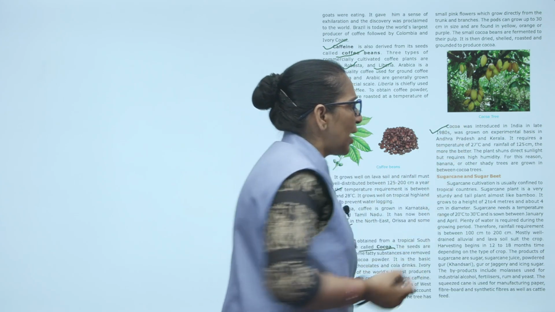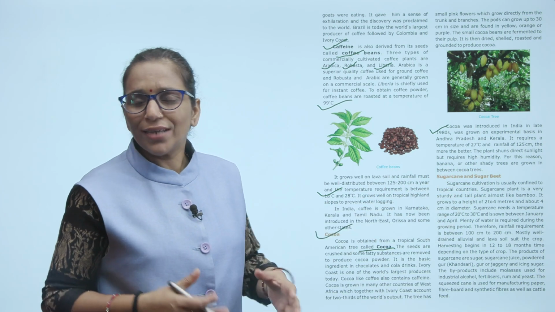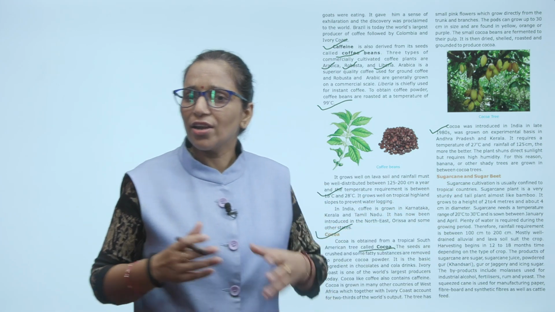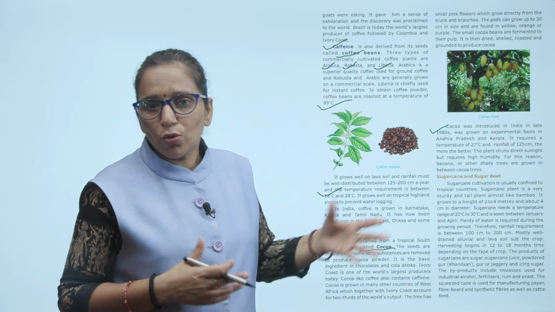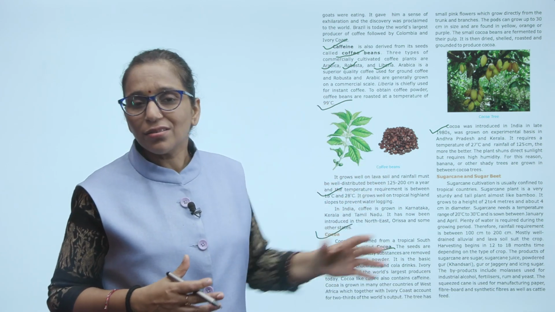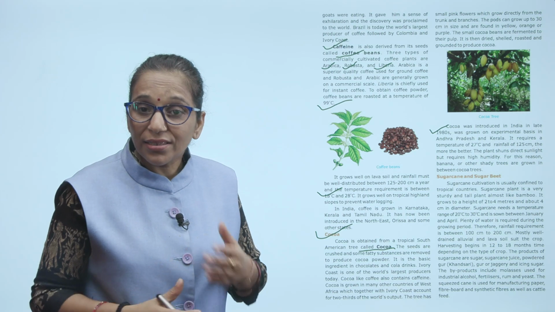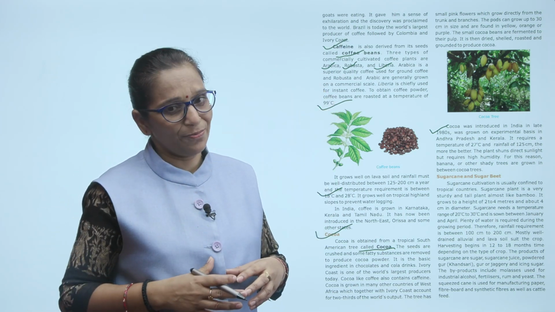Cocoa was introduced in India in the late 1980s. It was grown on an experimental basis in Andhra Pradesh and Kerala. It requires a temperature of 27 degrees centigrade and rainfall of 125 centimeters, and more is better. The plant shuns direct sunlight but requires high humidity. For this reason, banana or other shady trees are grown in between the cocoa trees.